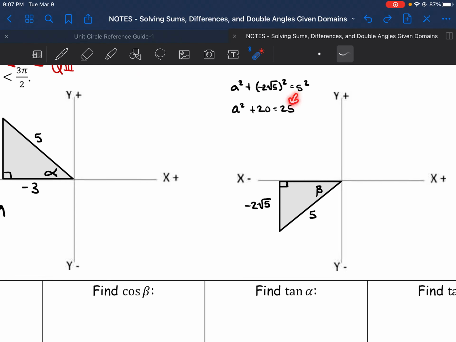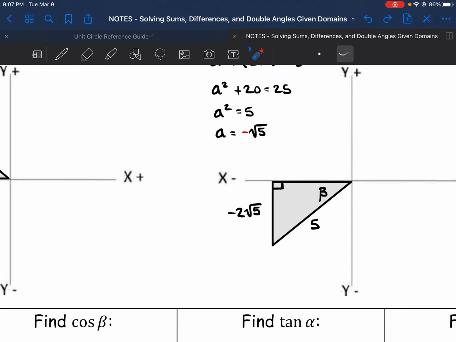And 5 squared is equal to 25, of course. Now we subtract 20 from both sides. We get a squared equals 5. And then we take the square root of both sides. We get a equals the square root of 5. Now again, we want to make this negative because we're on the negative side of the x-axis.